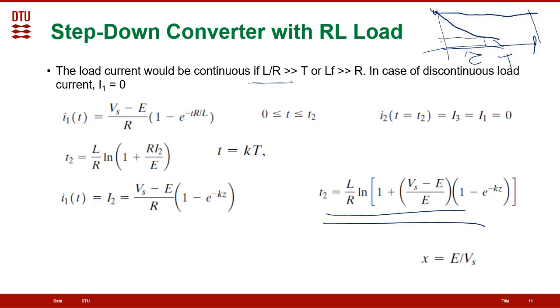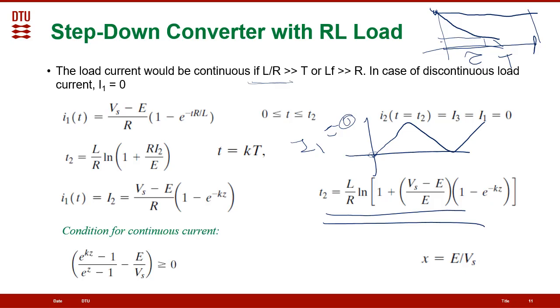Now the most important condition is when the current becomes discontinuous. We can see it from here. The current becomes discontinuous when I1 is equal to 0. So we need just to substitute I1 equal to 0, then we can find when this condition happens. As you remember, this is the formula for I1. So if this one is greater than 0, then it's continuous, and the border will be when this equals 0.